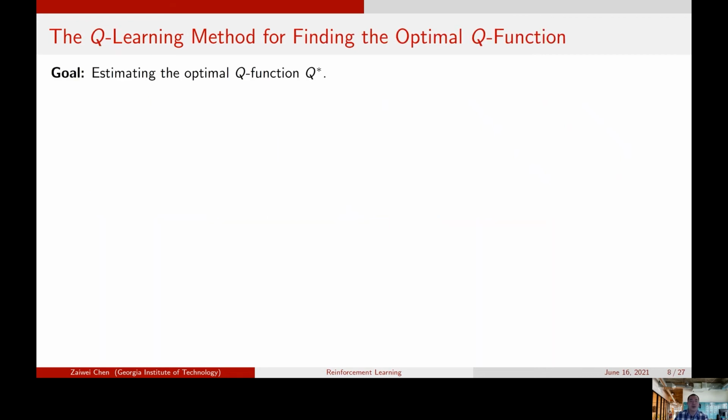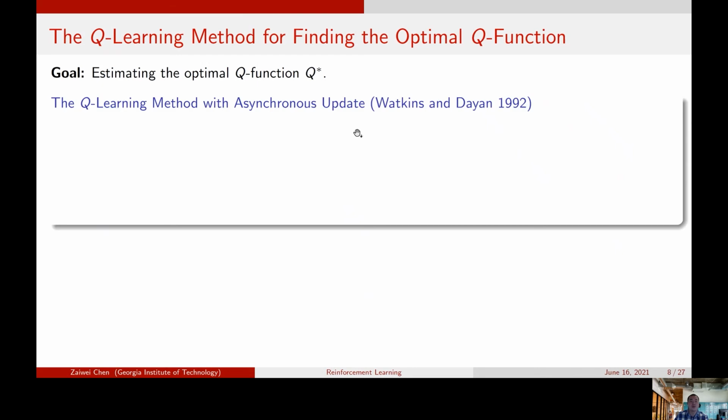Next, we consider the Q-learning algorithm. The Q-learning algorithm is designed to estimate the optimal Q function, Q star. After that, we can just do argmax to get an optimal policy. In order to estimate Q star, we will consider the Q-learning algorithm with asynchronous update. I will explain later what asynchronous means.